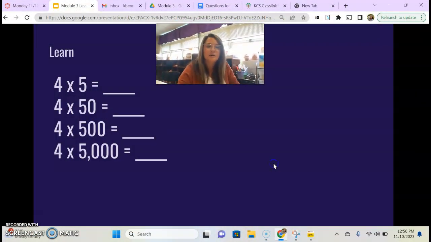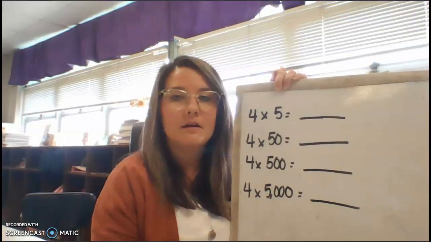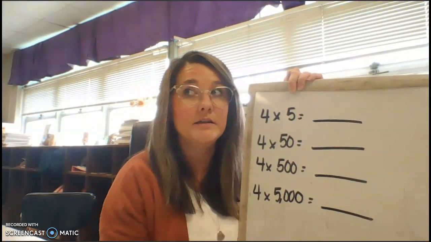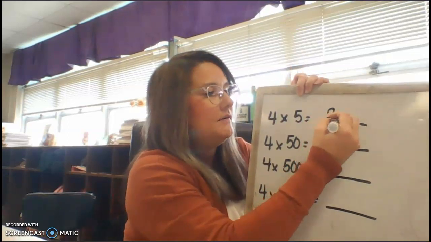You can do the same thing with 4 times 5, 4 times 50, 4 times 500, 4 times 5,000. So we're going to solve these problems too. I want you to pause the video, whoever may be in here, and give them a few minutes to solve these 4 equations. All right, let's check these equations here. 4 times 5 is 20.